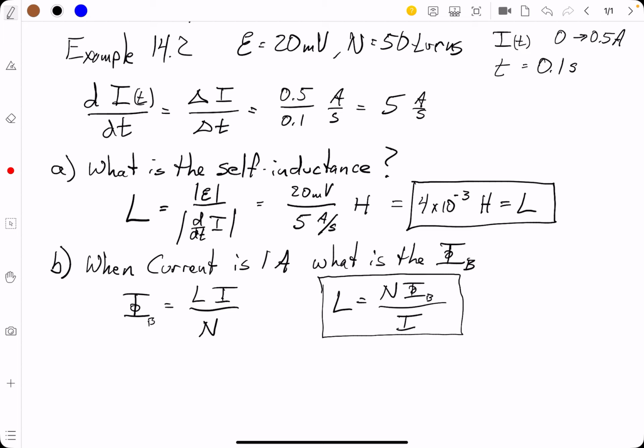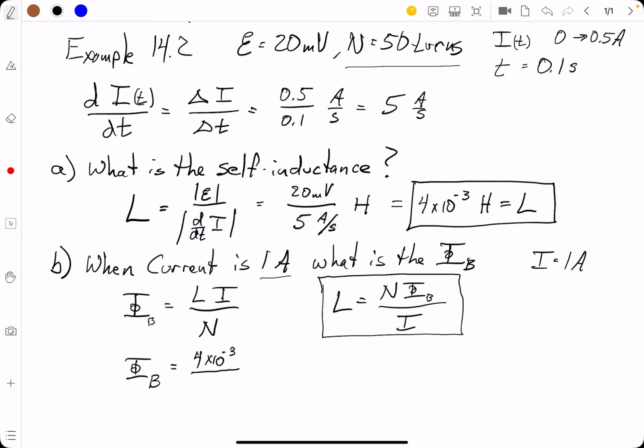So we know what L is. We know what N is, right? We've got our N right here. And we know what the I is because we're saying that the current is 1 amp. So we're going to just put 1 amp here. And so we know everything about this. And now we can solve for our phi of B. And we're going to put our 4 times 10 to the minus 3 here.